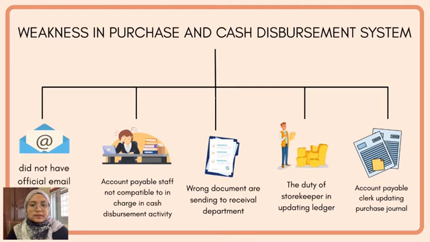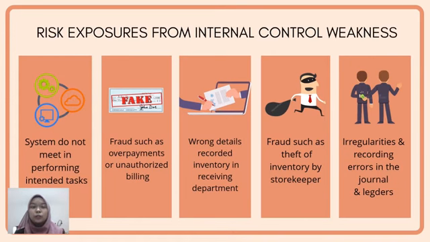The responsibilities in updating the general ledger, journal and subsidiary ledger are not separated, and there is no independent verification to verify the accuracy of these transactions. So next, we move to the risk exposure from internal control weakness.